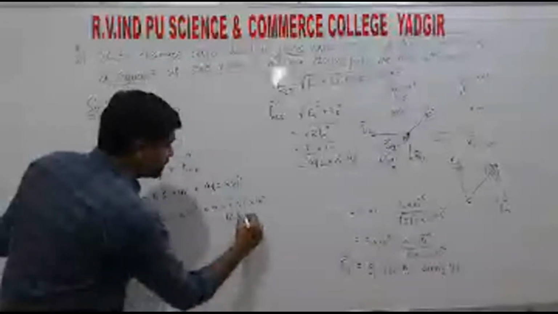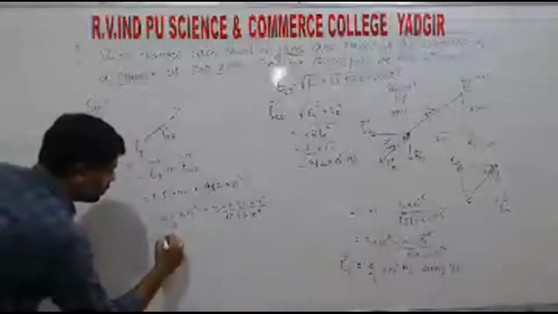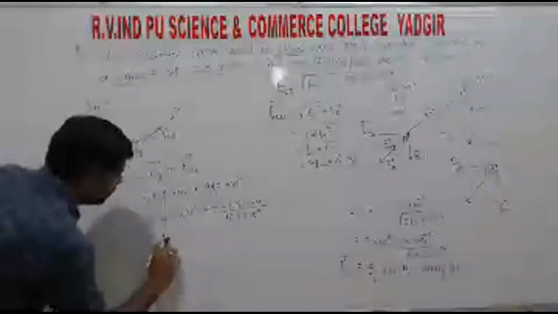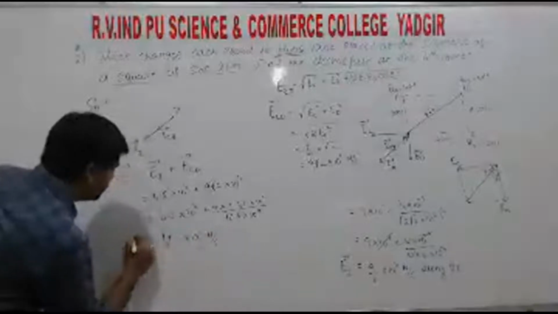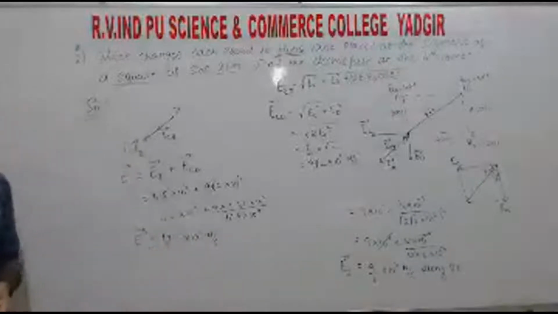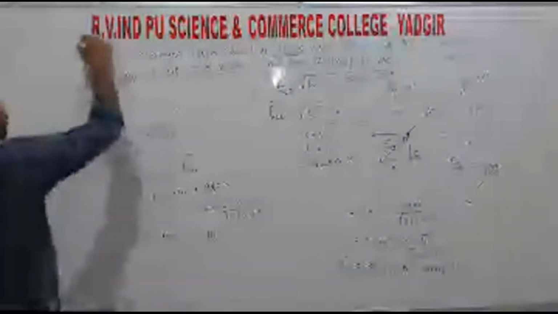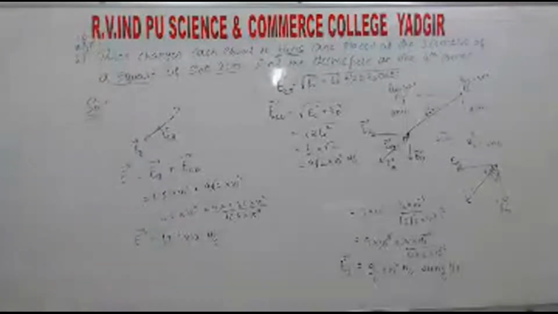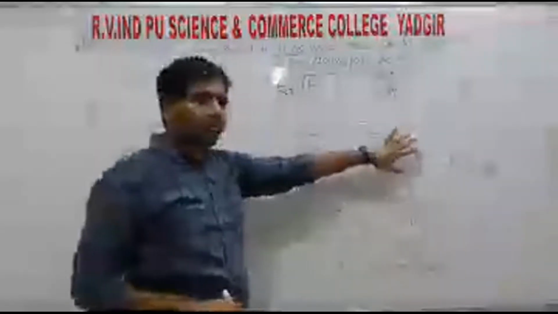So 12.6 into 10 to the power of 4. This value becomes 12.6. Adding 4.5 gives 17.1 into 10 to the power of 4 Newton per Coulomb. So this is the final answer, right? It is lengthy, but important for 5 marks. Understand this one. Here the diagram is very important, because without the diagram we can't solve the problem, right?